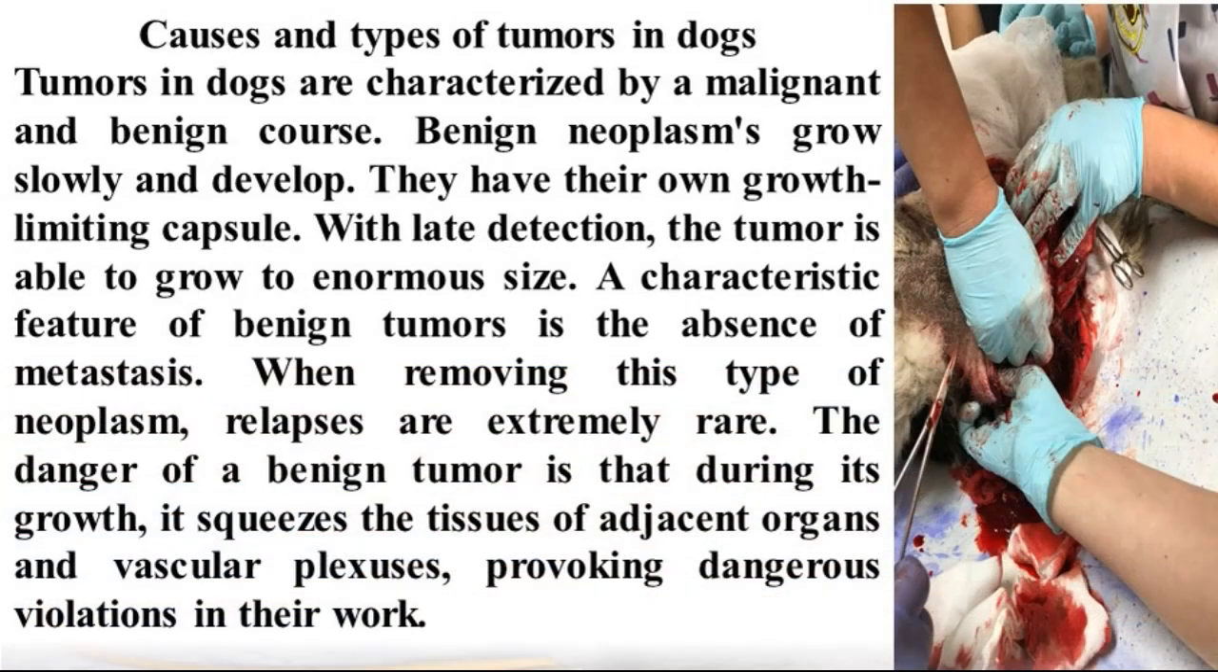Next. Causes and types of tumors in dogs. Tumors in dogs are characterized by malignant and benign course. Benign neoplasms grow and develop slowly. They have their own growth-limiting capsule. With late detection, the tumor is able to grow to enormous size.